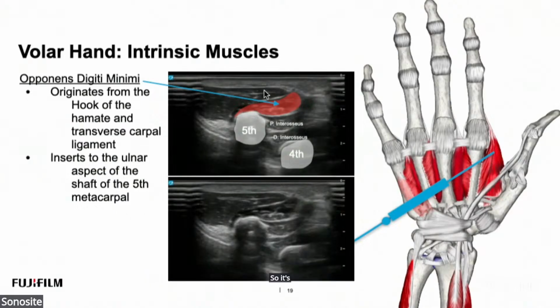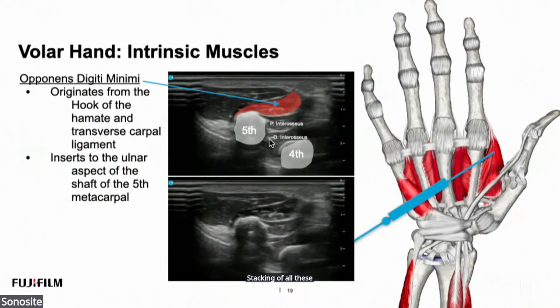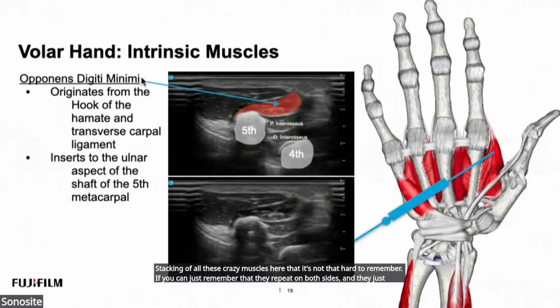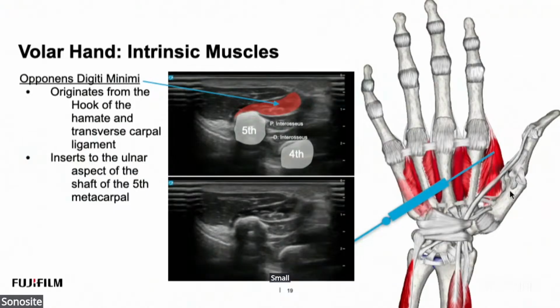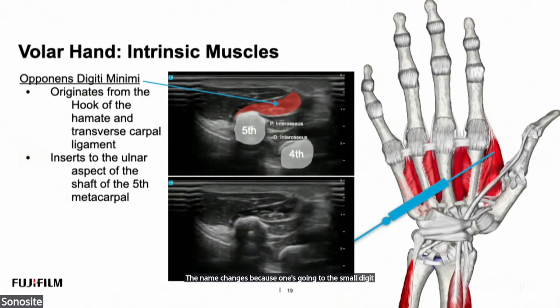So it's blinking here. And next, we're going to work our way superficially, and just remember this pattern. It's opponens, and then the next one is flexor, and then abductor. We're going to get to that, and it repeats on the thumb side too. So it's opponens, flexor, and abductor. So just watch that pattern so it's less intimidating when you see this stacking of all these crazy muscles here. It's not that hard to remember if you can just remember that they repeat on both sides, and they just change names from small digit to pollicis. That's the only thing that changes about the name. So they repeat their order. The name changes because one's going to the small digit and the other's going to the pollicis, which is the thumb.